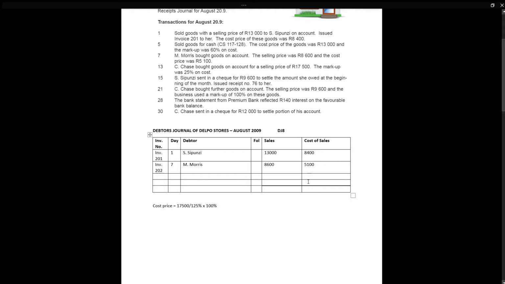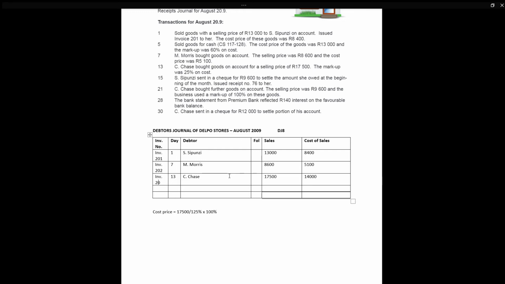You should get 14,000 Rand. Right, so selling price, they gave that to us: 17,500. The debtor was C. Chase, and it took place on the 13th, and it is invoice number 203 because the previous one is 202.